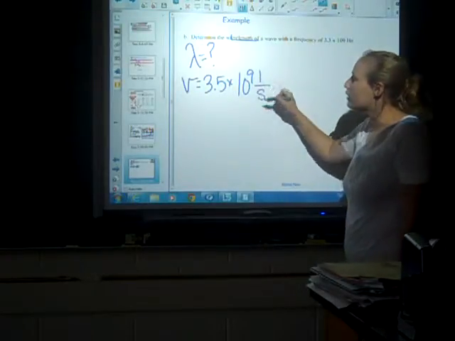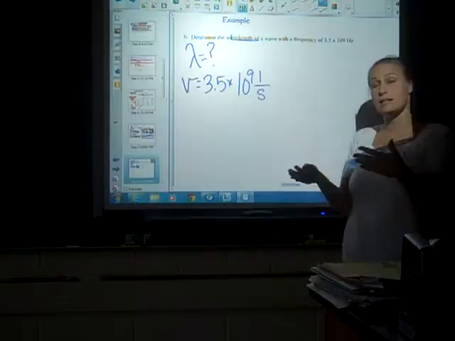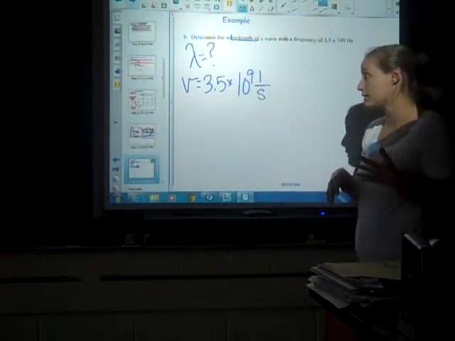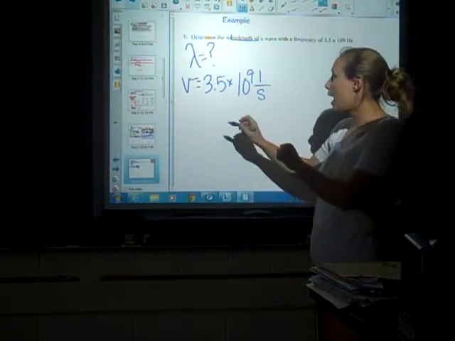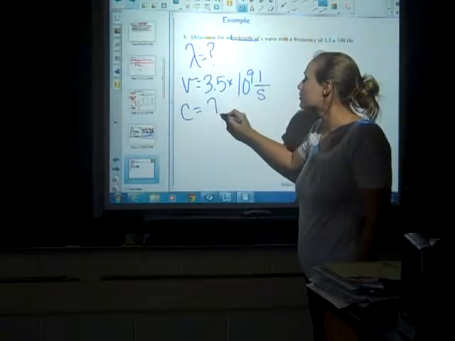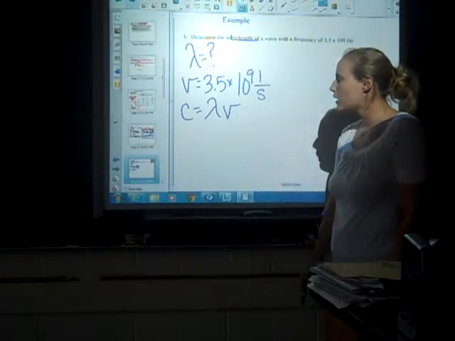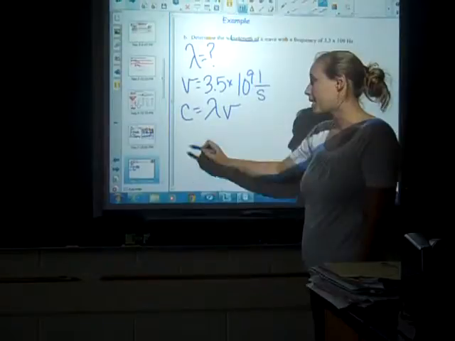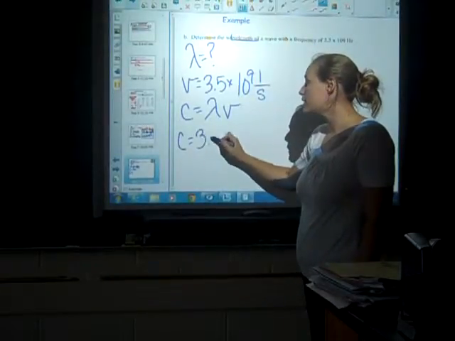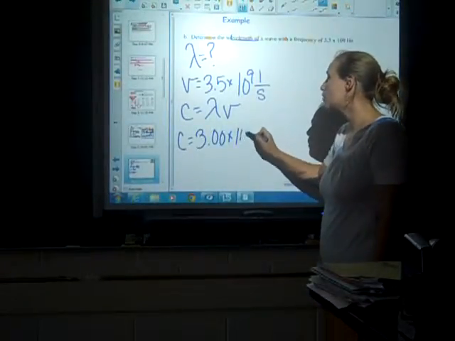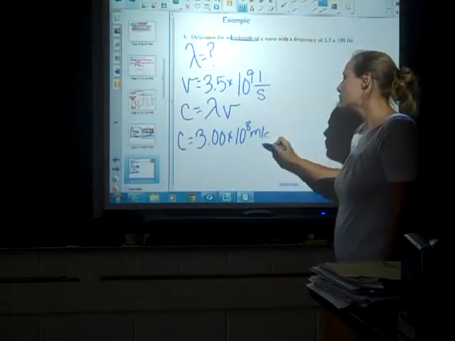Now I like to write hertz as inverse seconds because again I can see my units cancel out. That's my preference, it's up to you. I know from my reference table that there's only one formula that relates the two, and that's the speed of light equation. I also know that the speed of light is always going to be 3.00 times 10 to the 8th meters per second.